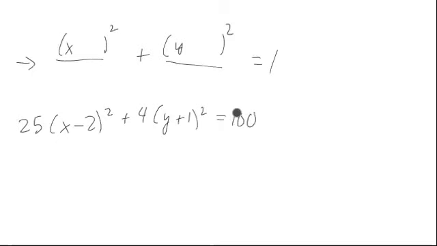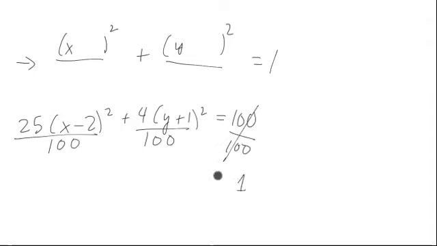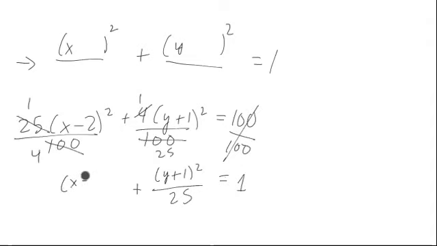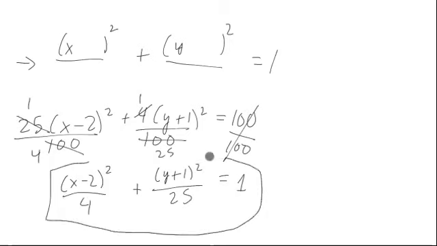Notice we have 100 on this side. What we do is we divide everything by whatever we have over here, so 100 in this case. Now this becomes a 1. On this side, we just reduce our fractions. So we have y plus 1 squared over 25. Over here, we do something similar: x minus 2 squared over 4. We have successfully rewritten the equation of the ellipse in standard form.